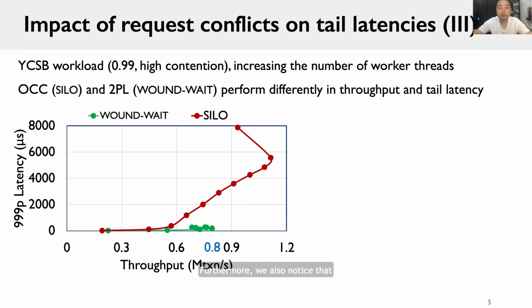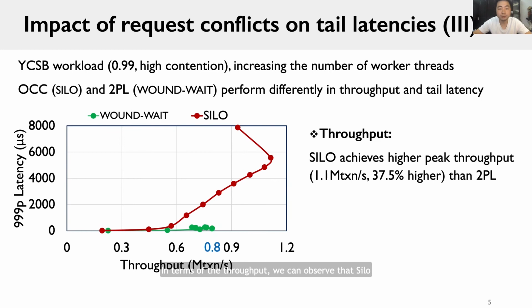Furthermore, we also notice that two classic concurrency control protocols, OCC and two-phase locking, perform differently in throughput and tail latency in high contention workloads. Here we will choose Silo and wound wait for evaluation. As shown in the figure, we still use the YCSB high contention workloads, and we increase the number of worker threads to measure both throughput and tail latency.